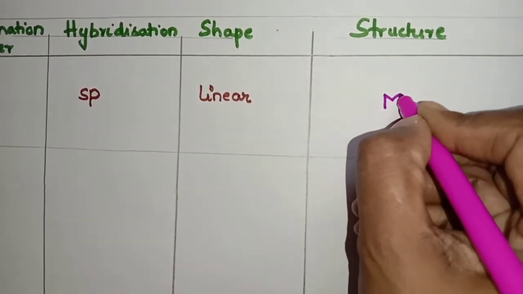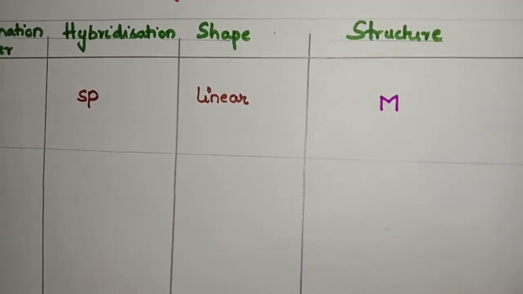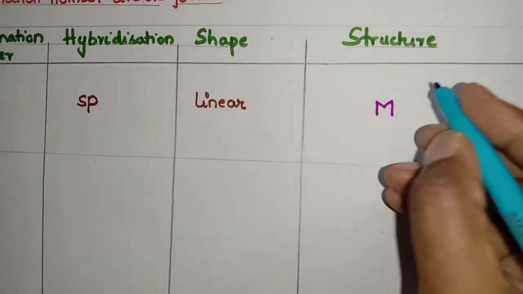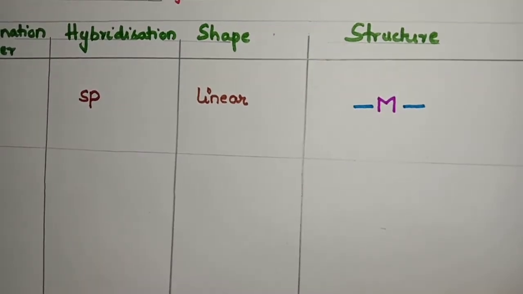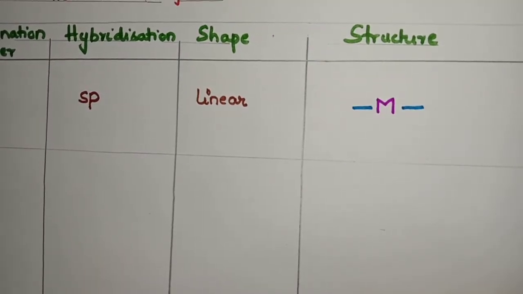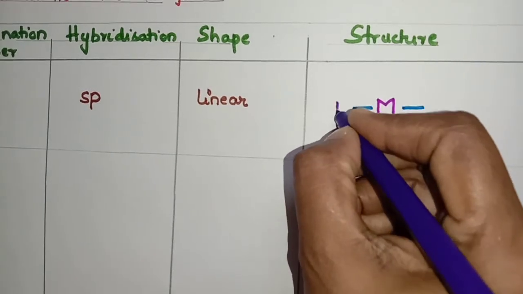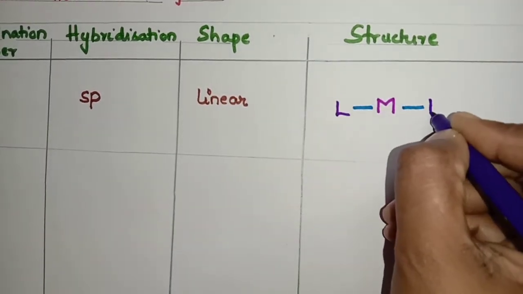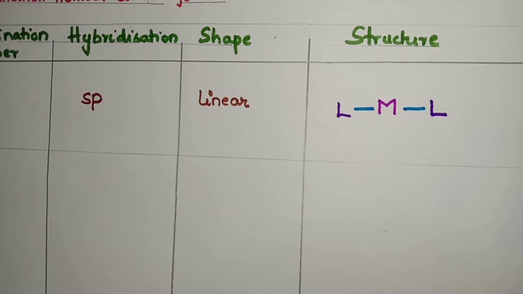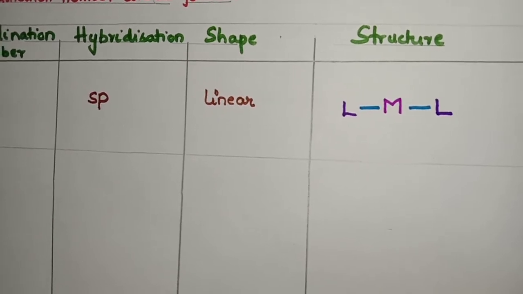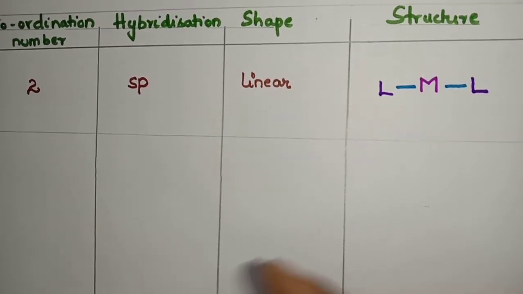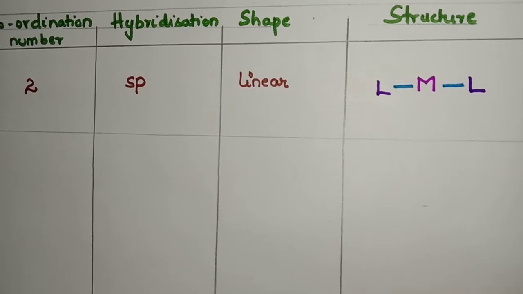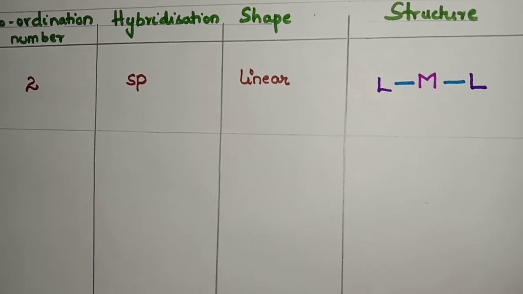This is the metal atom. These are the two ligands. So, when the coordination number is 2, hybridization will be sp, shape is linear and structure will be like this. So, the linear structure of the complex: metal with the two ligands.